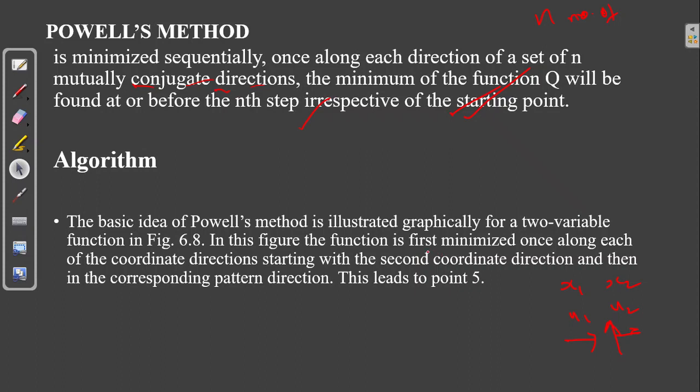first the function is first minimized once along each of the coordinate directions. Each of the coordinate directions we will minimize the function, starting with the second coordinate direction, that is starting with the x2 direction. Okay, that means in the x2 direction we will minimize the objective function, and then we will minimize the objective function in the x1 direction.